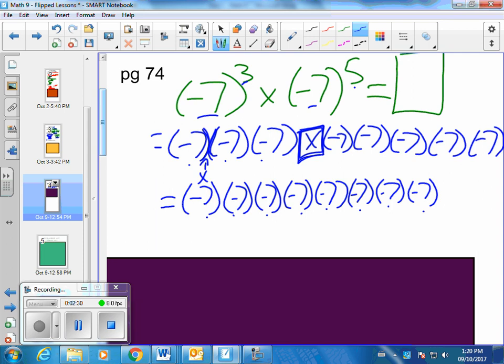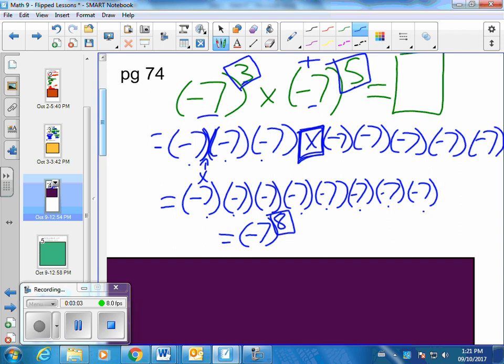is negative 7 written out that many times, written out 8 times to be specific, which, as we know from our last couple units, we can rewrite as negative 7 to the 8th power. If you're paying attention, what you'll notice is that the 8th power is the same as the 2 powers up here added together. 3 plus 5 equals 8.